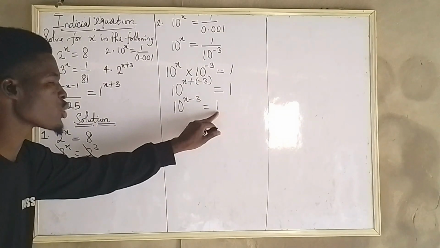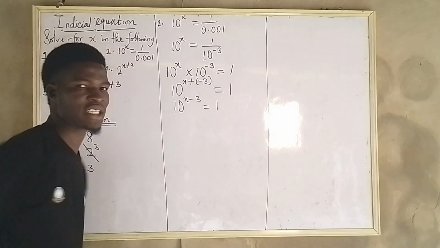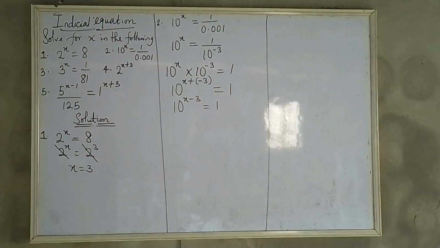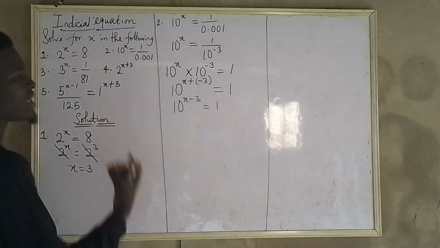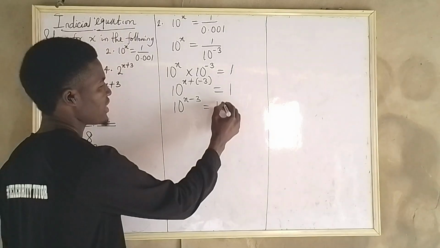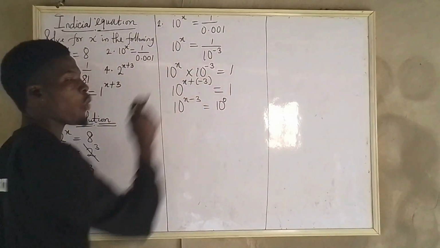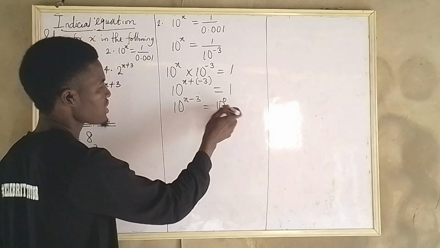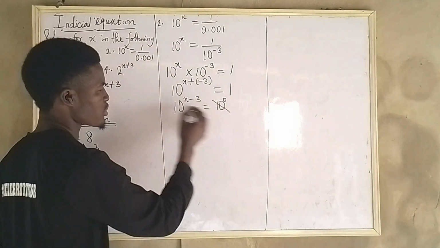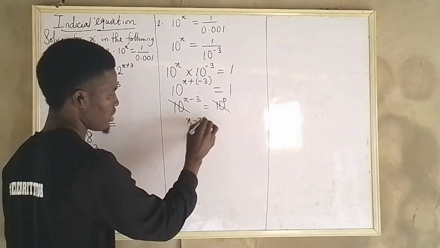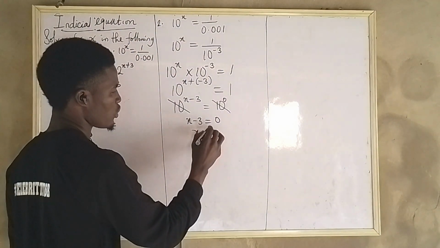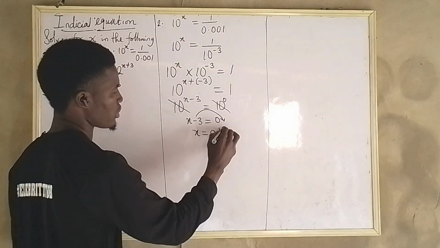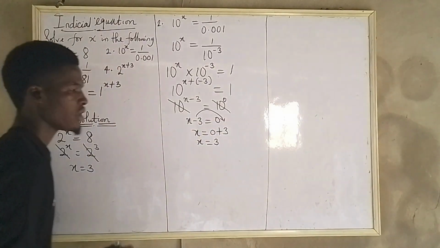Now, I need to express this 1 in terms of 10. How can I express 1 in terms of 10? I want you to think. Don't forget, under the 0 index law, we said anything raised to power 0 is 1. That means I can say 10 raised to power 0 is the same thing as 1. Are you following now? So if that is the case, you can see that we have 10 here and 10 here, so this will cancel this. And now we have x minus 3 equals 0. x equals 0, and this 3 will cross here and turn to plus 3. And x is equal to 3. Are you seeing that now?